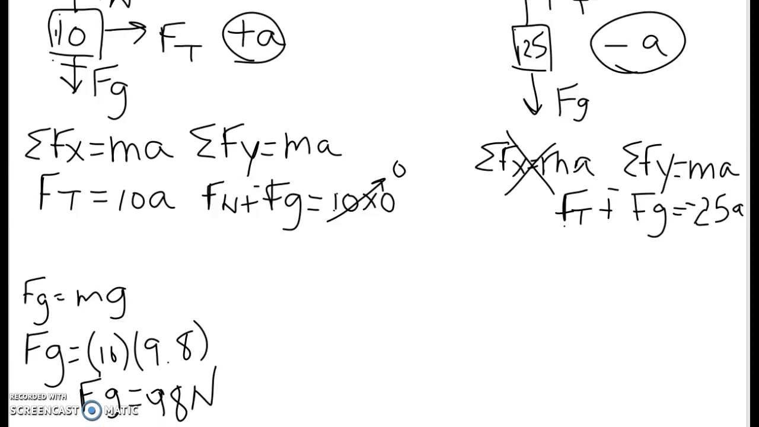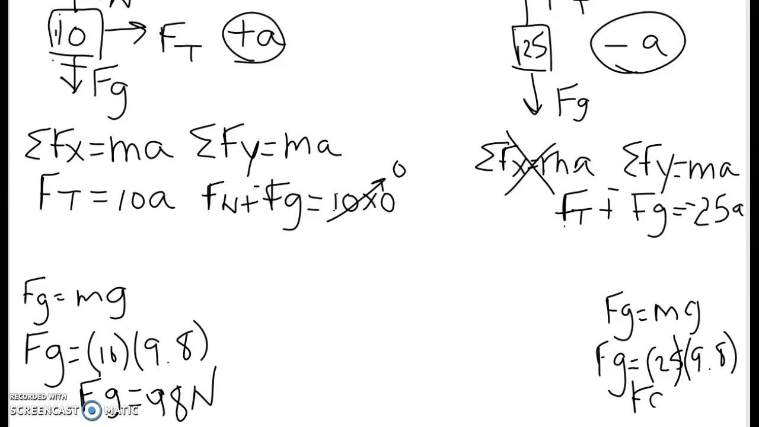Okay, then I'm going to do the same thing over here. The force of gravity on this block is Fg equals mg. My mass is 25, and my acceleration is 9.8. My force of gravity is 245 newtons.